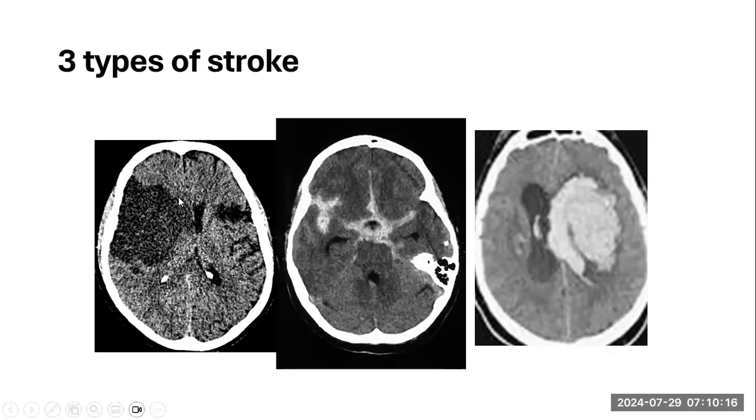Okay, these are the other types. This is for ischemic, hypodensity. This is for subarachnoid. This is for intracerebral hemorrhage with subarachnoid extension. This is another picture.